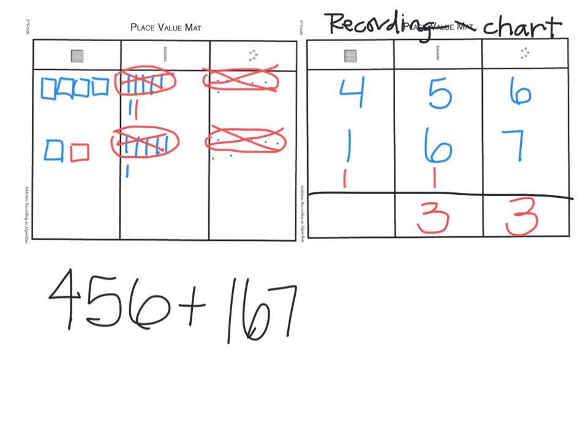Now we just need to come over to our hundreds section and count how many hundreds we have left. 1, 2, 3, 4, 5, 6. 6 hundreds. Again, we'll come to our recording chart and write that down. 6 hundreds, 3 tens, and 3 ones equals 633. So this combined using the place value mat and a recording chart to find the answer to the addition problem.